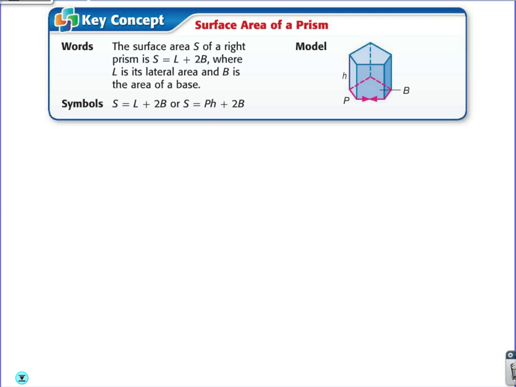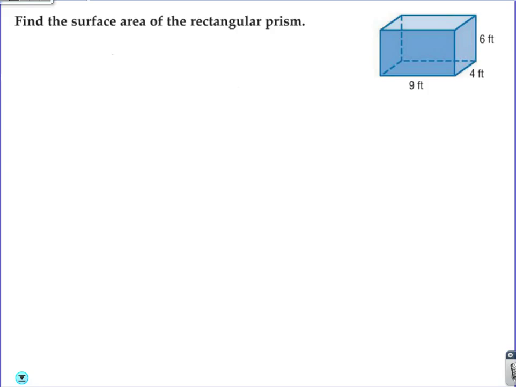Surface area. Honestly, pretty much the same thing. The only difference between lateral area and surface area is when you're finding the surface area, you also find the area of the top and bottom. You're not worried about just the sides. First problem. Find the surface area of a rectangular prism. I'm not going to teach you formulas here. It's crazy to teach you formulas. There's 6 surfaces. They're all rectangles. We know how to find the area of rectangles.